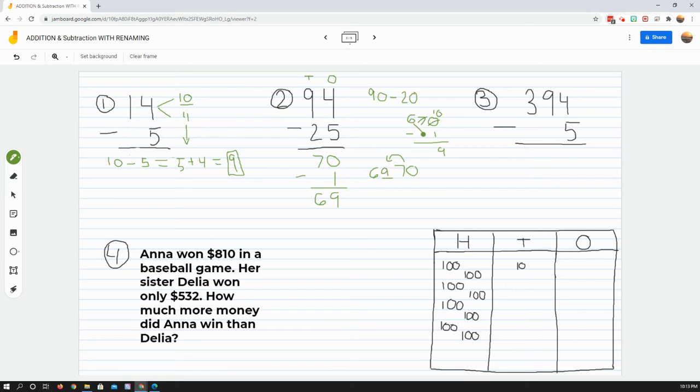And then I drop the 6 because I'm not subtracting anything. 69. You see? It's exactly the same answer. So you can do it either way.